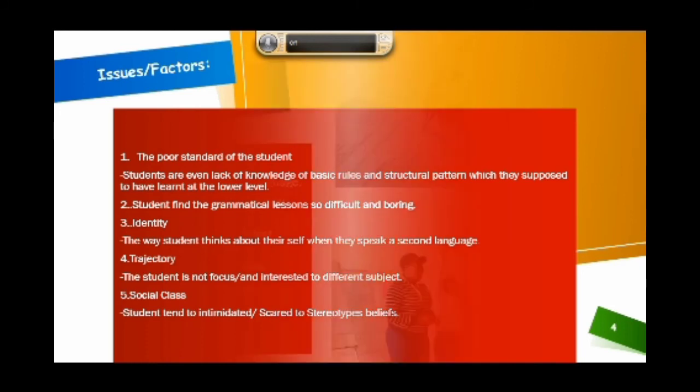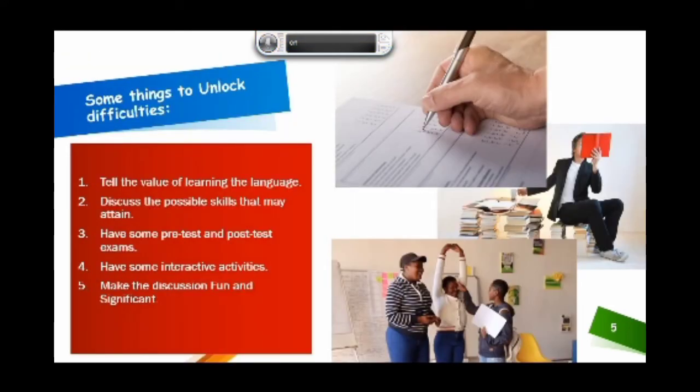So we are also going to discuss some things to unlock this difficulty. The number one is very self-explanatory: tell the value of learning the language. Before you start the discussion, you tell them what values they are going to learn in this language.